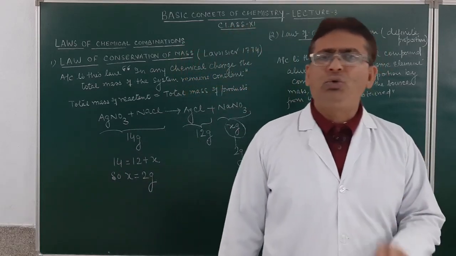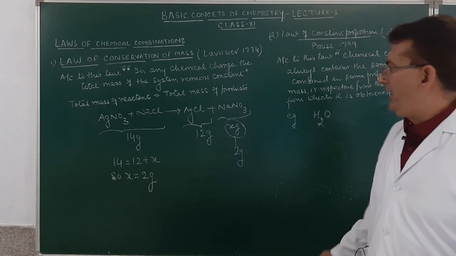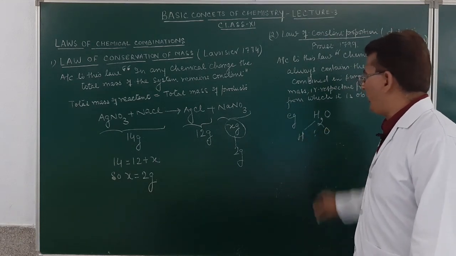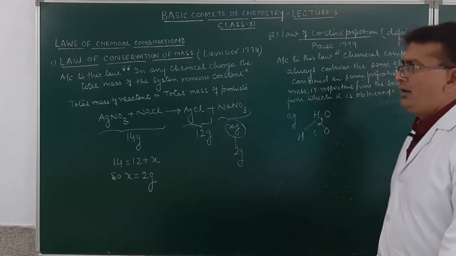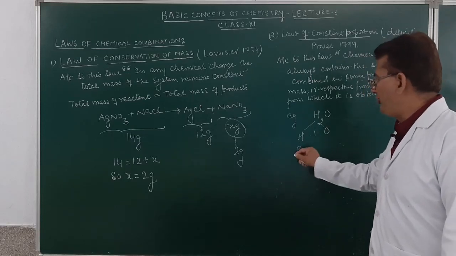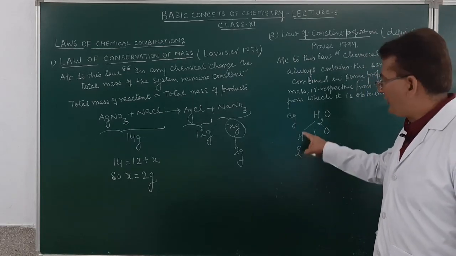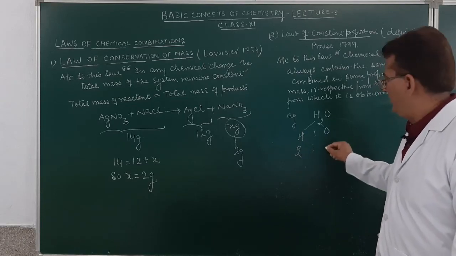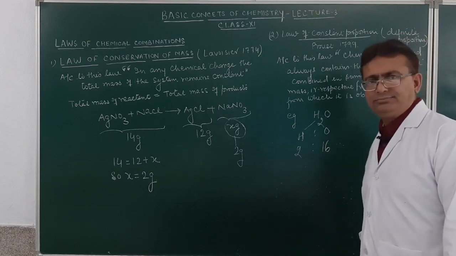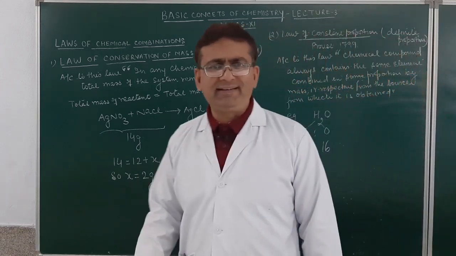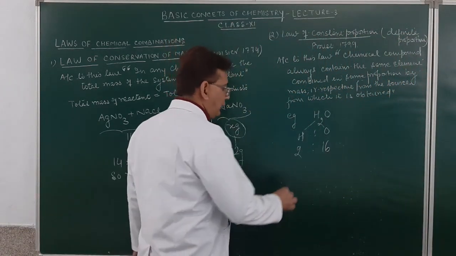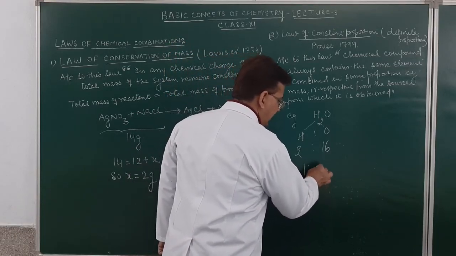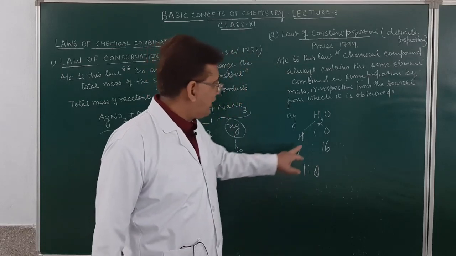It will contain which two elements? Hydrogen and oxygen. It will always contain hydrogen and oxygen. How many atoms of hydrogen will be there? 2. What is the mass of those 2 atoms? 2. How many atoms of oxygen are here? 1. What will be its mass? 16. Atomic mass of oxygen is 16. So what will be the ratio over here? It will be 1:8.